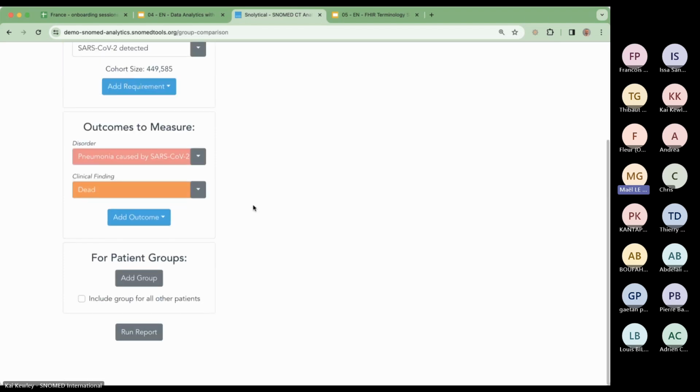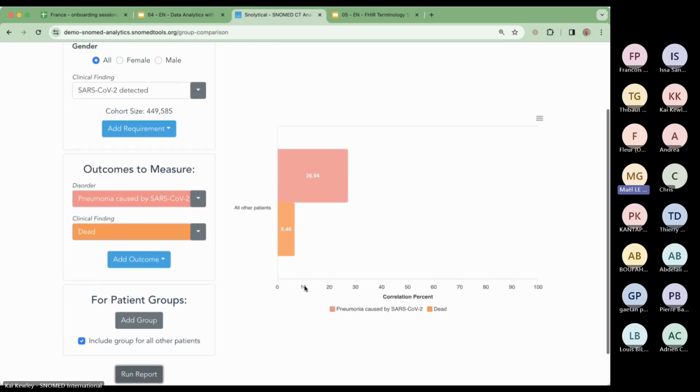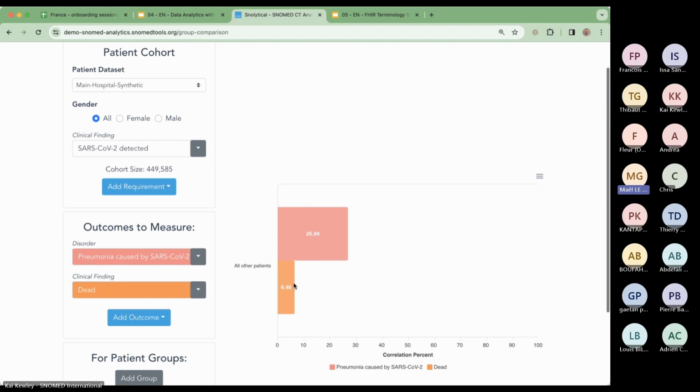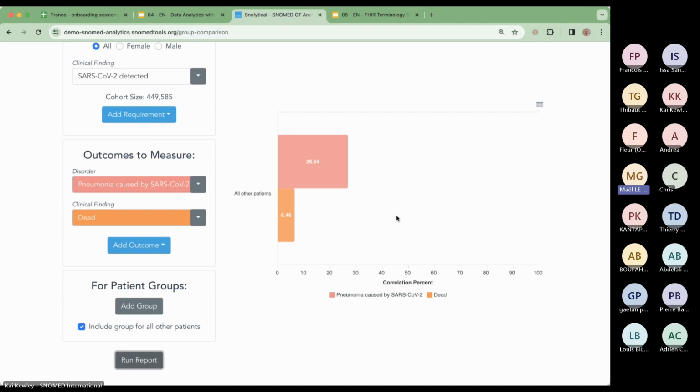Before we start building up patient groups and seeing who has the strongest correlation, we're going to look at the whole cohort, and we can run a report. So for the whole cohort of people who have just got COVID detected, the correlation with COVID pneumonia is really high, nearly 27%, and the correlation with death again is very high, over 6%.